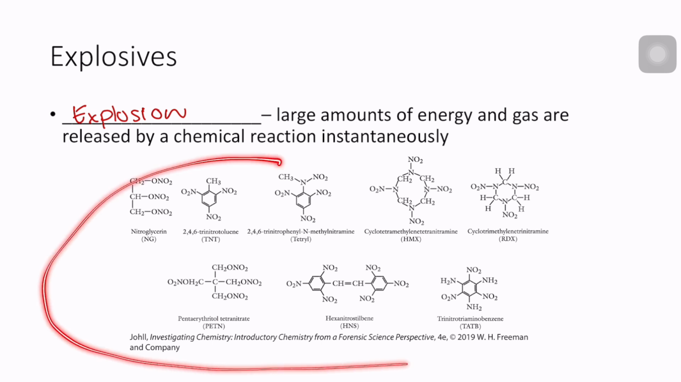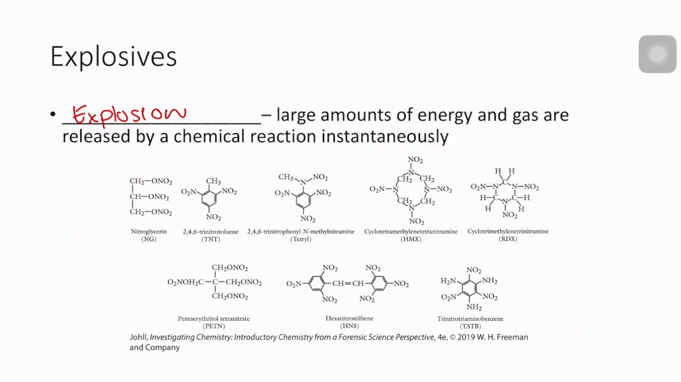Here are a whole lot of different explosives. I want you to pay attention to the fact that every single one of them has a nitrogen bonded to an oxygen. That is very important in the chemistry of explosions.